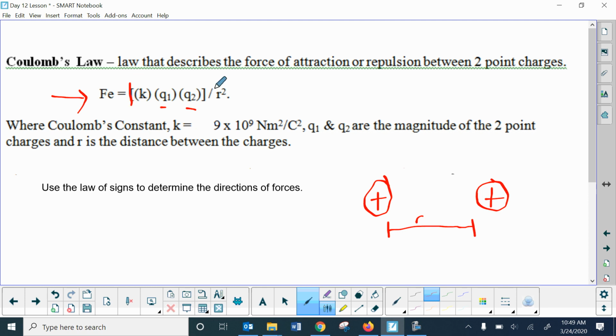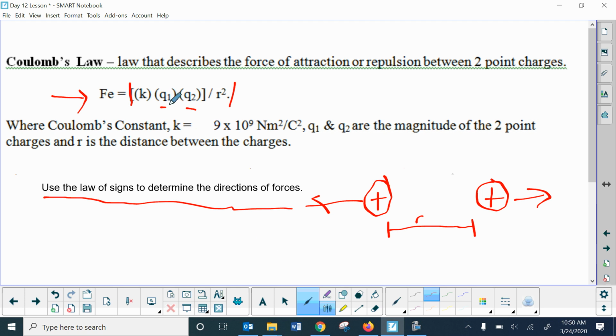This is essentially like an absolute value equation, so don't worry about putting in whether it's positive or negative, because we're going to determine how they interact based on the law of signs. These two, because they're alike, would repel each other and try to push each other apart. If they were opposite charges, they would attract each other. That's easier than worrying about putting it in here and learning a different rule.